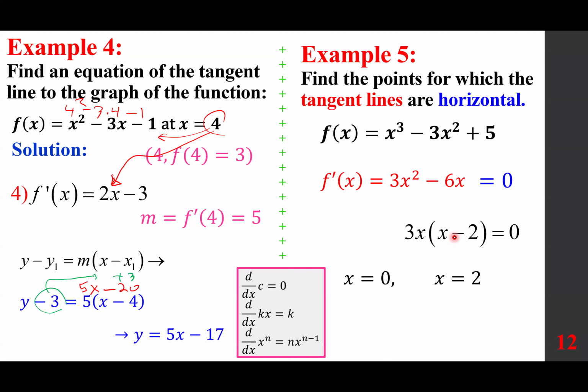Sometimes you can stop there and that's the answer. Sometimes they want the pairs. So if you plug in 0, clearly you get 0 here, and that gives you 5. If you plug in 2, you get 2 cubed, which is 8, minus 3 times 2 squared, which is 4, times 3 is 12. 8 minus 12 is minus 4, plus 5 is 1, and you get the pair 2, 1.